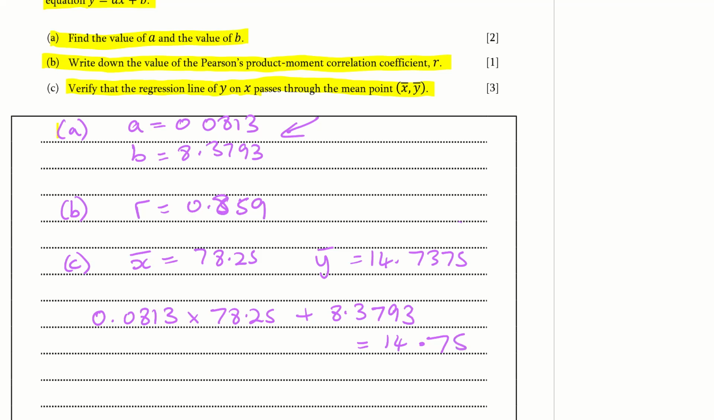14.75, which is very close to this. So just all to do with rounding, that there's a slight difference there. Clearly, it does go through the mean point.